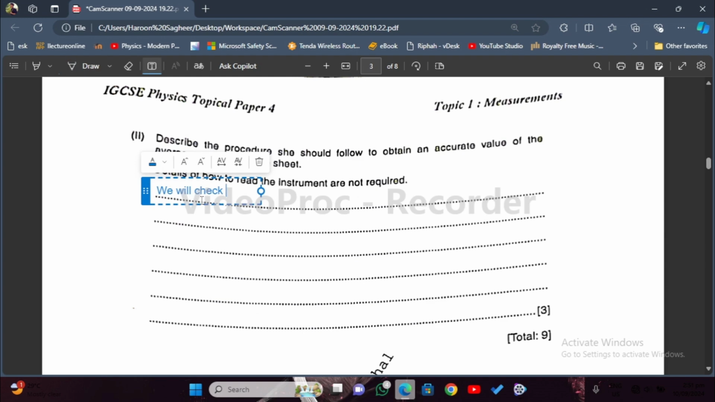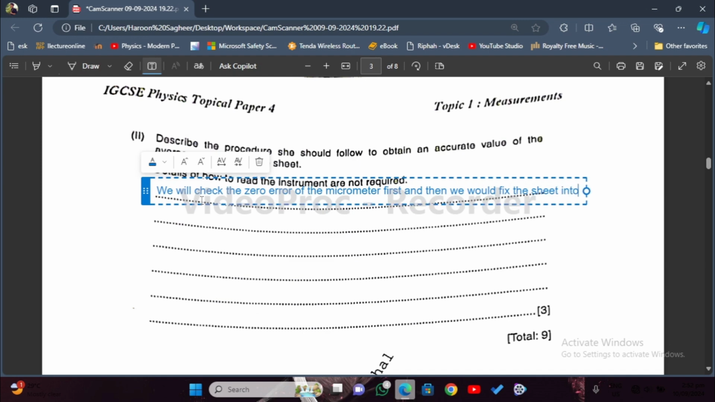We will check the zero error of the micrometer first, and then we would fix the sheet into the, if we don't use the micrometer, then we can use vernier caliper. I'm just gonna write VC here. After finding out that there is no error, then we would fit the sheet into the jaws of the vernier caliper.